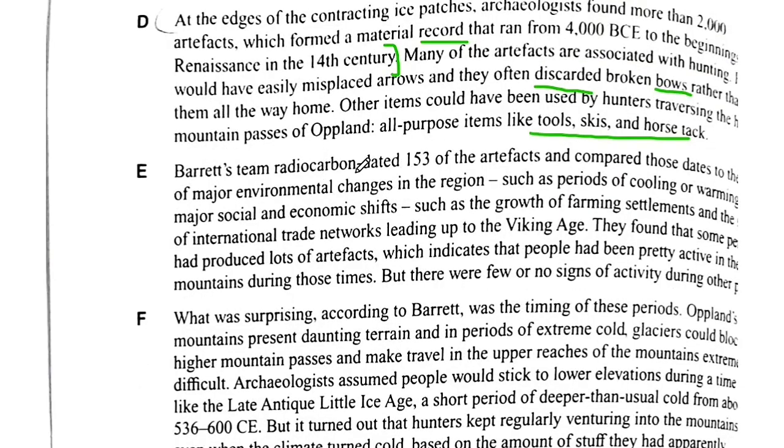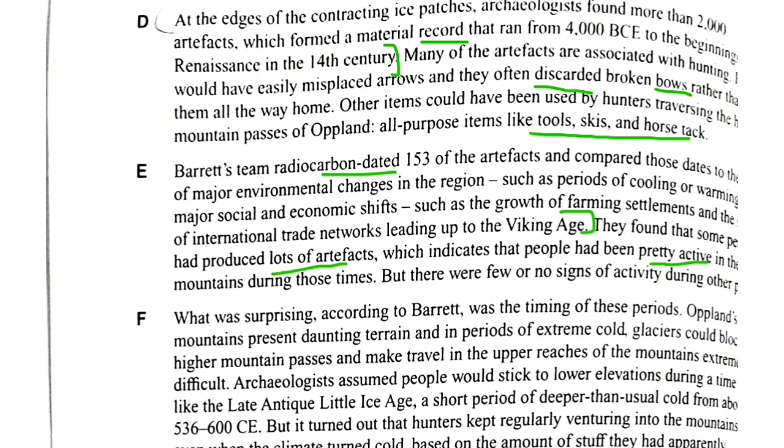Barrett's team radiocarbon dated 153 of the artifacts and compared those dates to the timing of major environmental changes in the region, the periods of cooling or warming, and major social and economic shifts, like the growth of urban settlement and the spread of international trade networks dating to the Viking Age. So here they're speaking about the radiocarbon dating. They found that some periods had produced lots of artifacts, which indicate that people had been pretty active in the mountains, but there were few or no signs of activity during other periods.